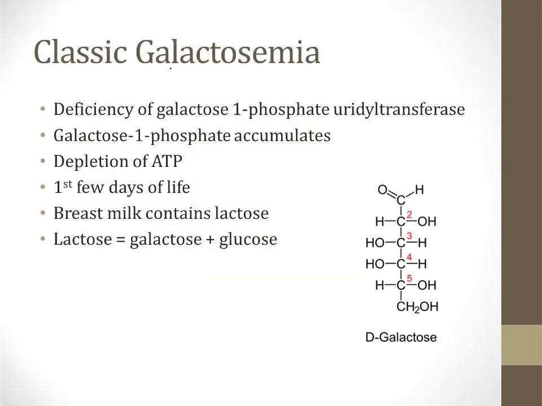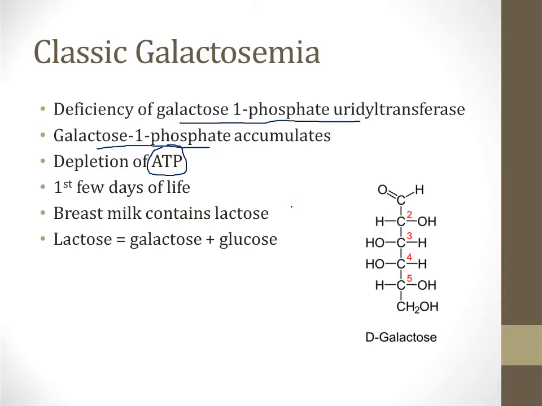Classic galactosemia is a disorder of galactose metabolism, but it shares many features in common with hereditary fructose intolerance. So, classic galactosemia, which I discuss in greater detail in the video on fructose and galactose, is caused by a deficiency of the enzyme galactose 1-phosphate uridyl transferase. This leads to accumulation of galactose 1-phosphate in liver cells, and that depletes the supply of ATP. So, just like in fructose intolerance, this is going to shut down gluconeogenesis and glycogen breakdown.